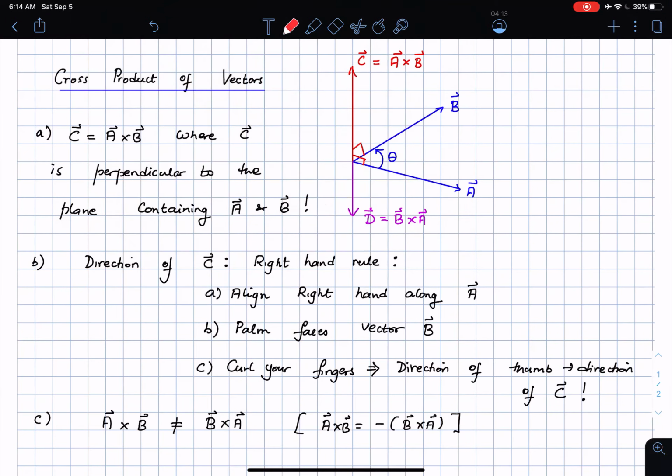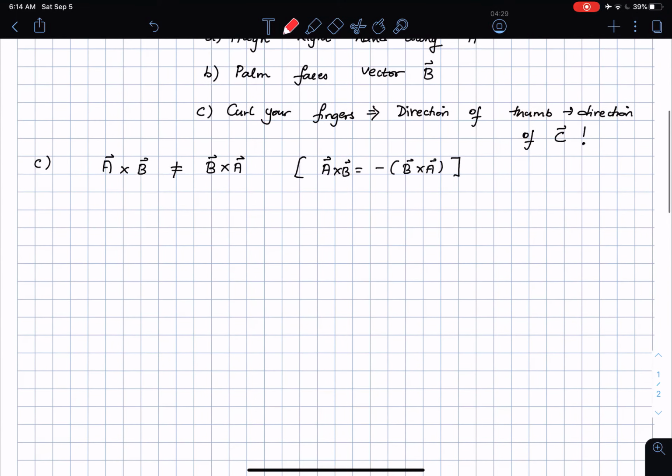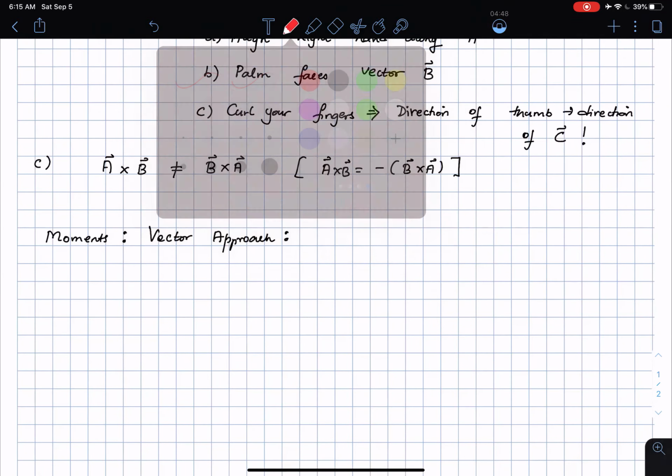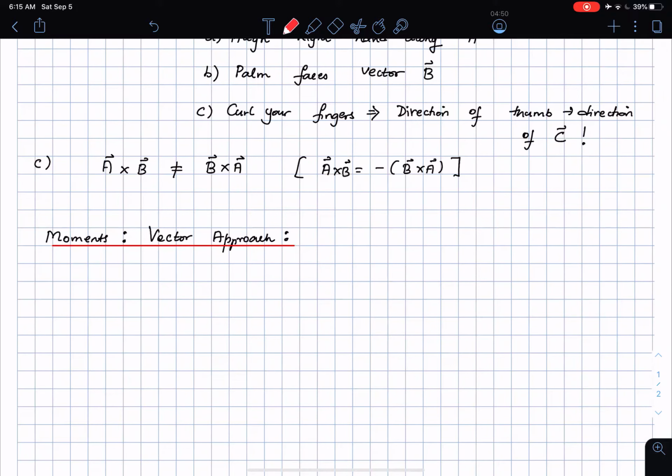So the most important thing here is the following statement: the vector C, if I take the cross product of two vectors, is perpendicular to the plane containing the vectors A and B. Why is this important? Now I go back to the idea of moments, the moment of a force using the vector approach. You will see that in order to compute moments, we use the cross product.